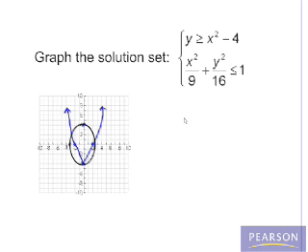So now what we're saying is I want all of the points inside the ellipse and also the ones that are inside the parabola, and where those two regions overlap would be this area right here. So the shaded region, folks, are all the points that satisfy both inequalities at the same time.